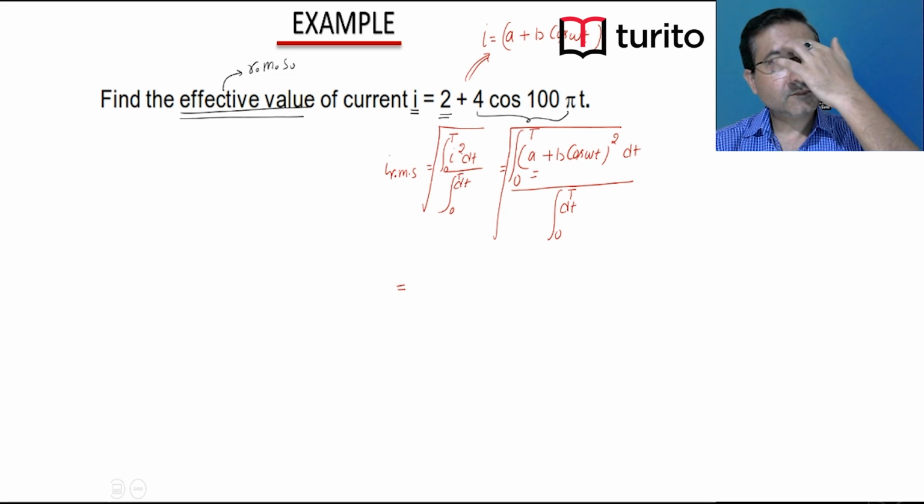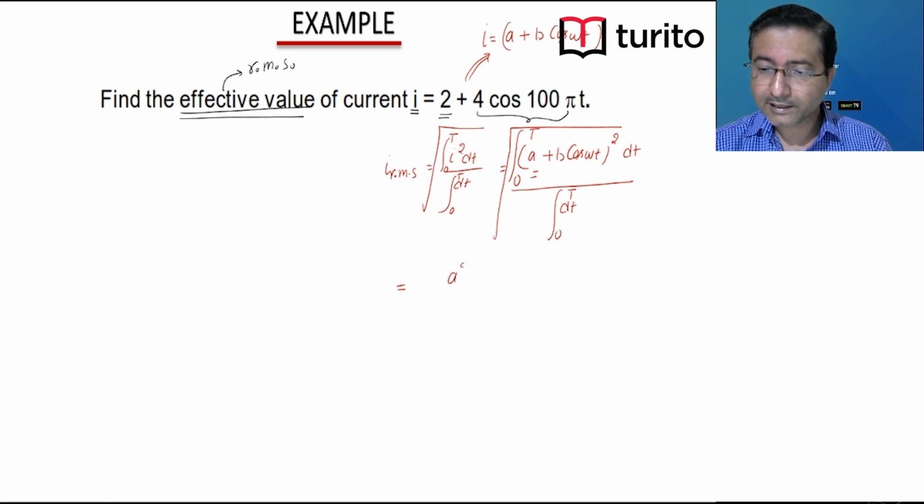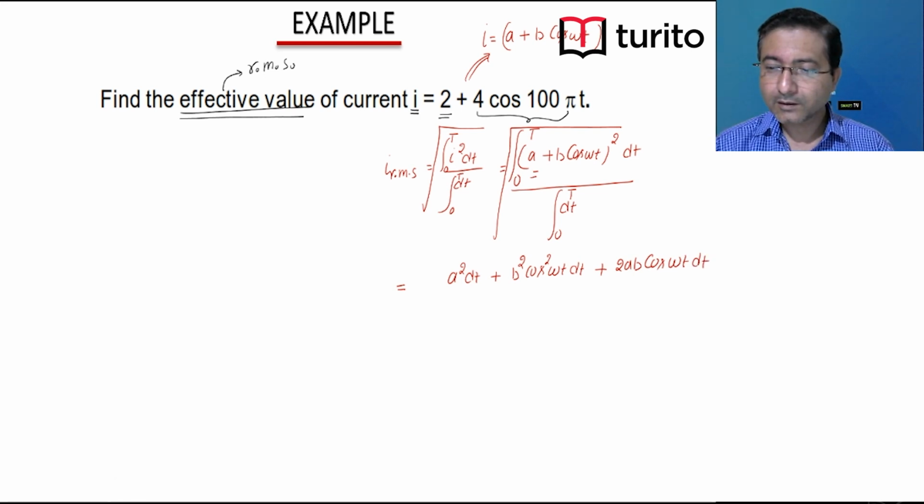If I open this bracket, I'll be getting a square dt, b square cos square omega t dt, and then 2 times ab cos omega t dt. So I just open the bracket and look at the denominator: dt integration will give you T. Okay, so 1 by T I am writing out. And I'll take all the constant terms out. So here I need to integrate dt, here I need to integrate cos square, and here I need to integrate cos omega t. The limit is 0 to T, under root.